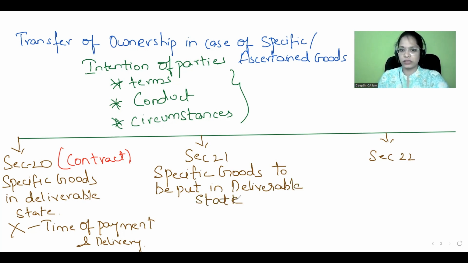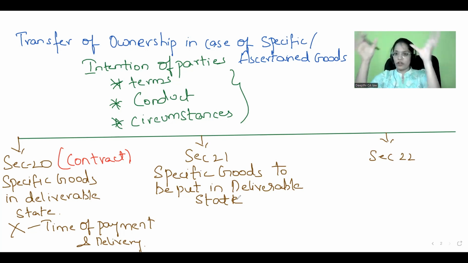Your good is a specific good which is available, but something should be done to that good so that it is put in deliverable state. For example, you went to a seller and asked that you wanted to purchase timber. So you entered into a contract with the other party to purchase timber. Now, how will this timber be delivered? First of all, it should be cut, right? It should be severed from the land.